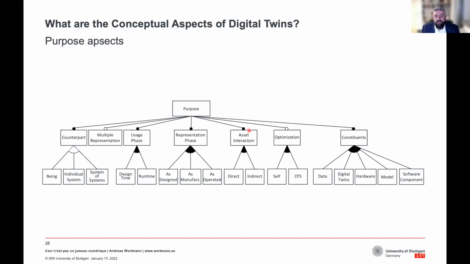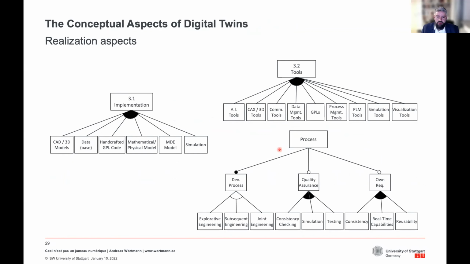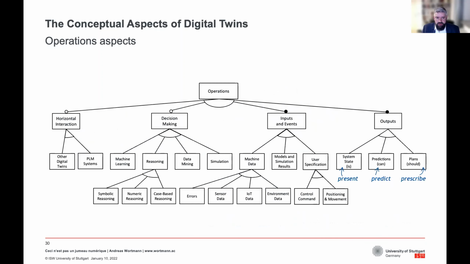You have to think about how you want to interact with the asset, direct or indirect, similar to the counterpart decisions. You have to decide whether you want to do optimization or not. Do you want to optimize the digital twin only, the CPS, both? And you have to think about the constituents. I will leave this online, and I think Luke will send you the link, or we put it on the website so you can browse through the other parts of this tree.